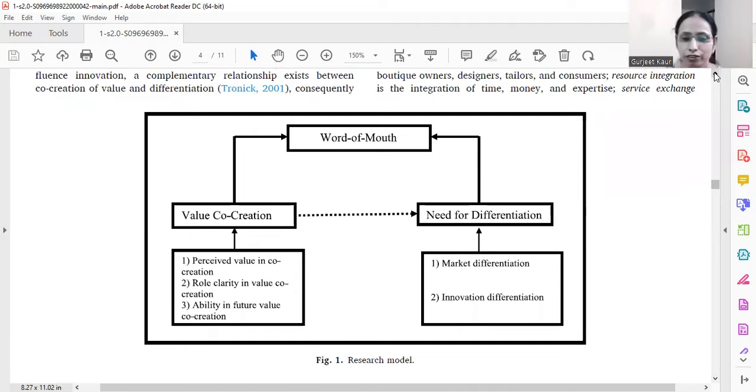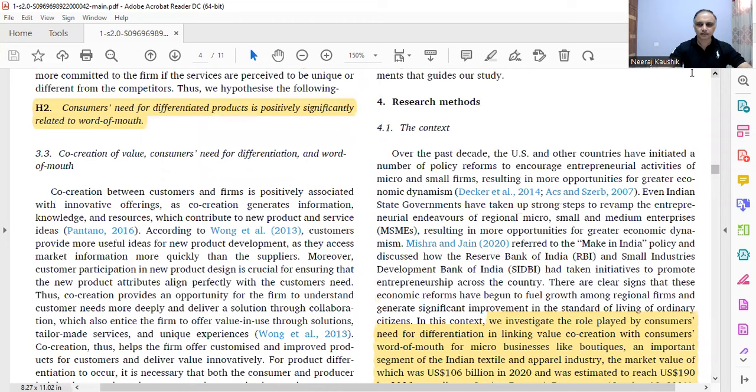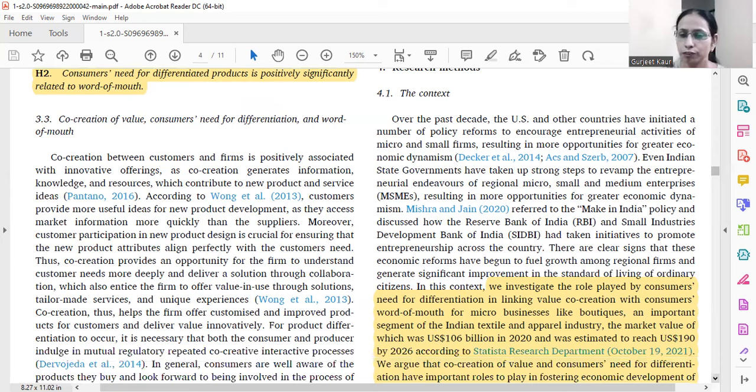Yes, sir. So in research methodology, what is required is that we need to discuss the context first. In the forefront we should discuss the relevance of the context, because you have to establish on what basis you have chosen this context, this particular sector. In our case, because we have chosen boutiques, we have considered them as micro businesses. So why have you selected this particular context? For that, the scholars need to give something in the very first paragraph.